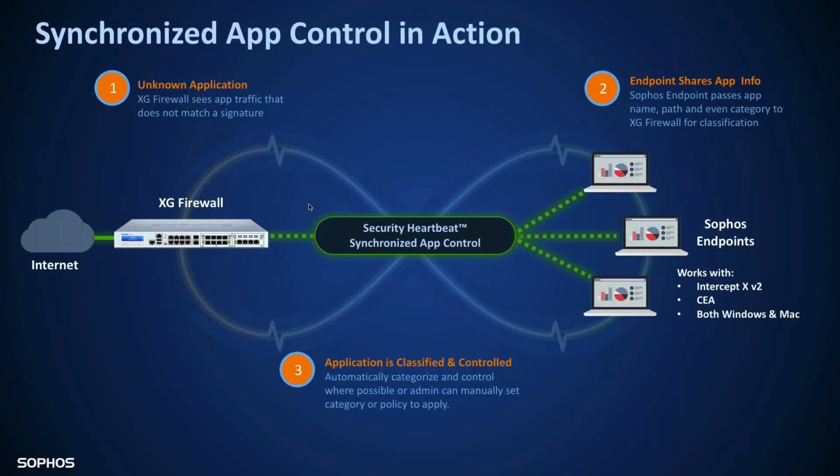So if you have a third-party antivirus but want that next-level, next-gen protection, you can put Intercept X alongside your current antivirus and still get the benefits of that app control. And I'll discuss a little more on those deployment options.